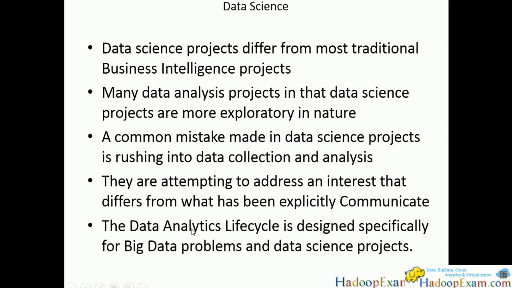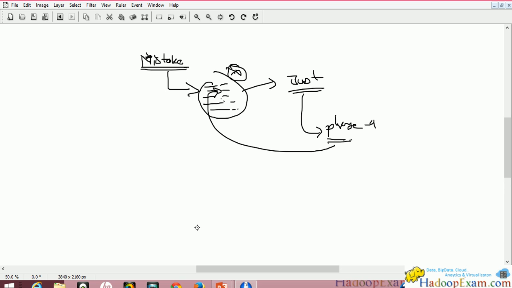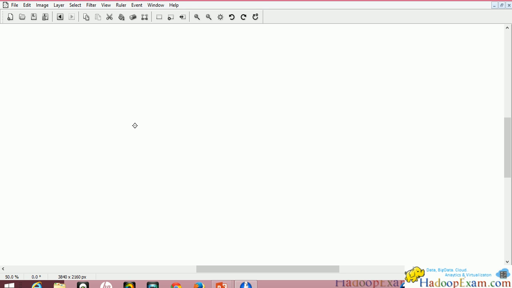Now we also discuss the data analytics life cycle, which was actually designed after big data came into the picture. Nowadays big data is very popular. Data existed previously, but the term big data was introduced recently.